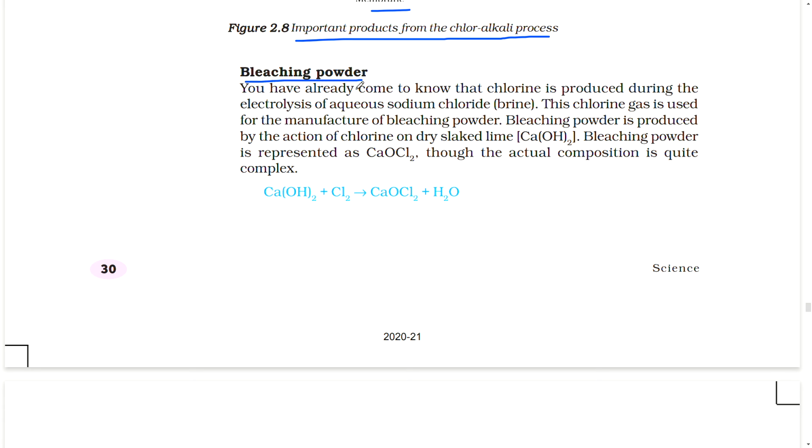Bleaching powder. You have already come to know that chlorine is produced during the electrolysis of aqueous solution of sodium chloride, brine. This chlorine gas is used for the manufacture of bleaching powder. Bleaching powder is produced by the action of chlorine on dry slaked lime, Ca(OH)2. Bleaching powder is represented as CaOCl2, though the actual composition is quite complex. Ca(OH)2 + Cl2 → CaOCl2 + H2O.